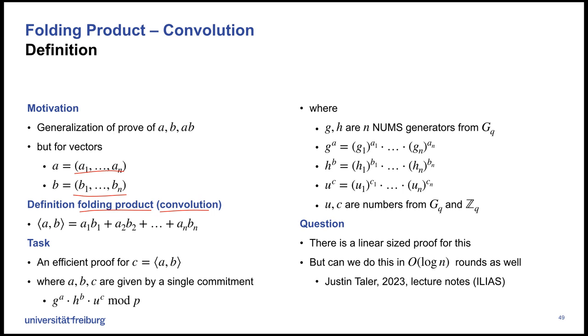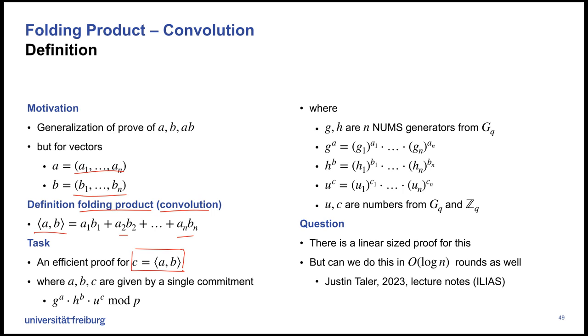And what you do is you multiply the first one with the first one plus the second one times the second one, and so on. Yeah, so that's what you do. And so you get one number at the end. And we use this notation in order to denote that. And what we want to do is we want to have an efficient proof for this.